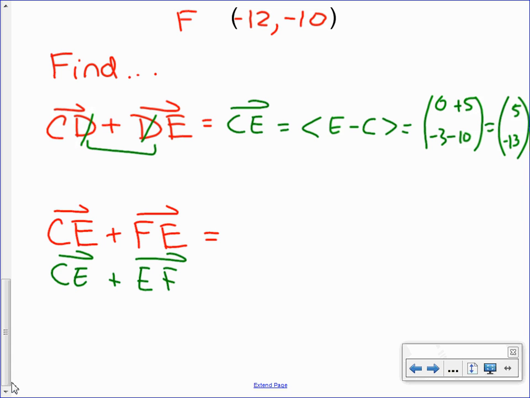Why did he want to write it this way? Wait, that's how you change it. Can you even do that? Yeah, do it. It's the same vector, it's just going in a different direction.